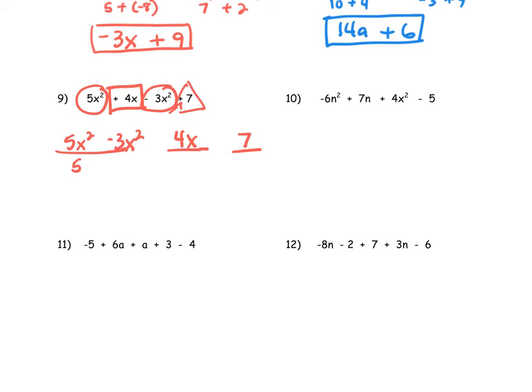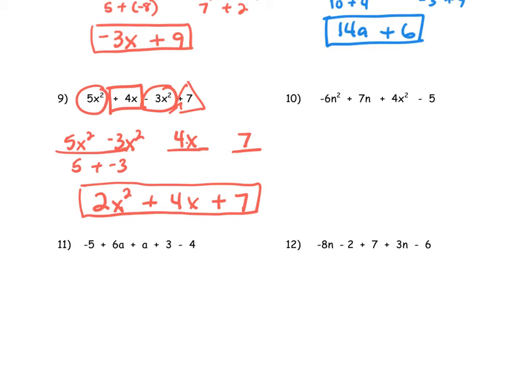So I can only combine 5, and I can combine negative 3. Combine means I'm adding. 5 plus negative 3 is 2, and now I need my x squared. I'm going to drop down 4x because there's nothing to combine it with. And I'm going to drop down 7. There's nothing to combine it with, so I'm going to make it positive 7. That positive 7 I'm going to make plus 7. Now, I'm really tempted to put these 2 terms together, but I cannot. This is x squared, this is x, and they're different terms.